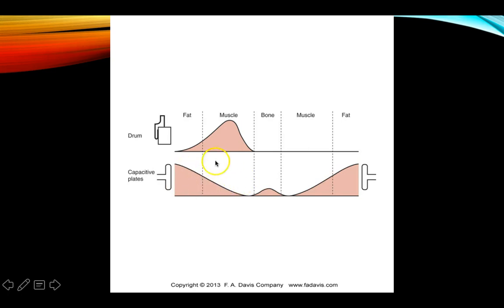Same with the non-thermal effects, but usually a little less. So the capacitive plates aren't as great at getting those non-thermal effects in the muscle. But with the heating, we can get those heating factors to then conduct from the adipose tissue into the muscle. So kind of secondary heating that way.